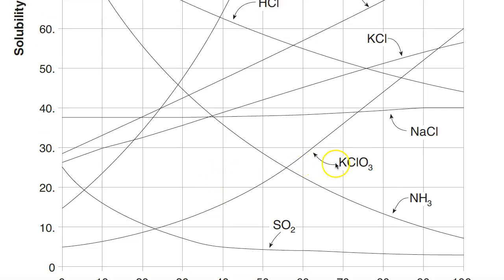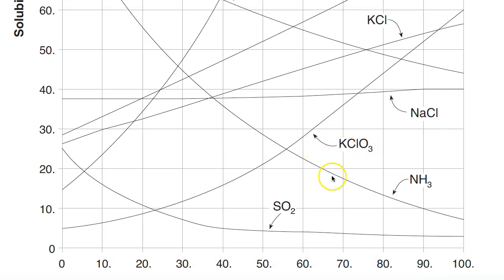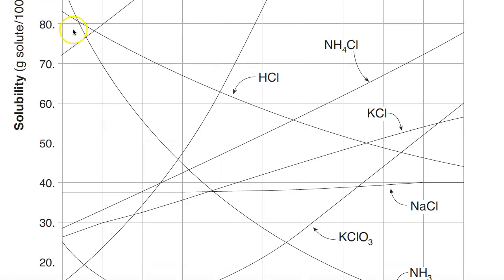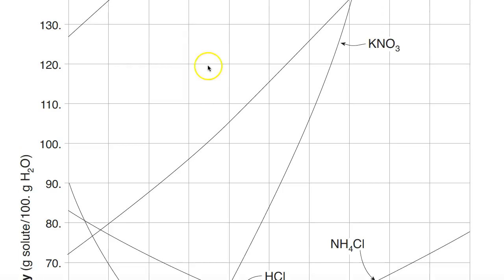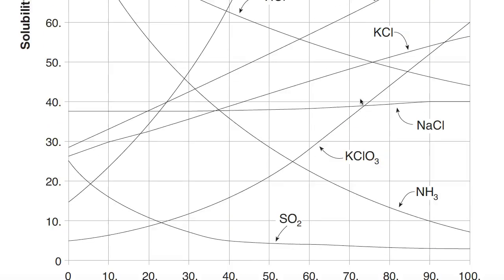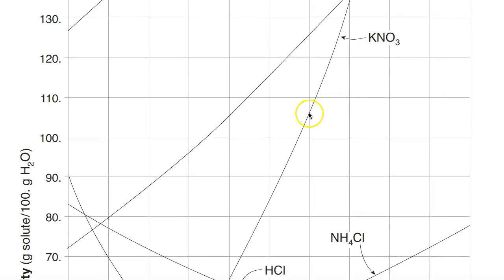So if you notice potassium chlorate, ClO3, the chlorate that's given to us in table E, we can see that at 60 degrees Celsius, about how much? About 28 grams of potassium chlorate can be dissolved completely, a maximally saturated solution at 60 degrees in 100 grams of water. But notice potassium nitrate, a curve much higher at the same temperature. It can dissolve about 105 grams in 100 grams of water at the same temperature, which is more soluble.